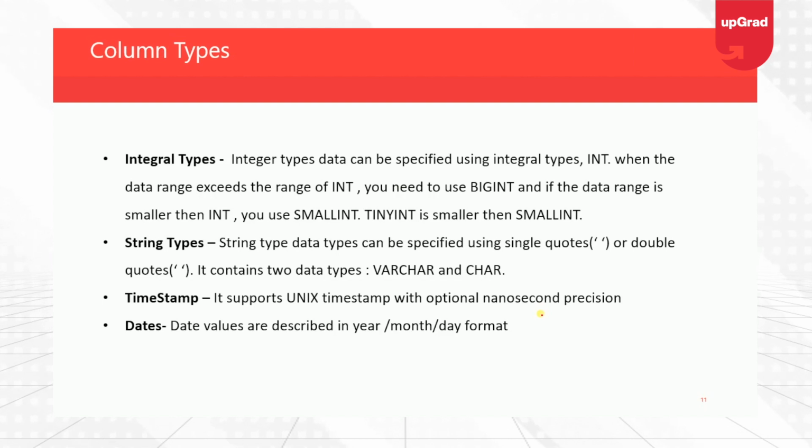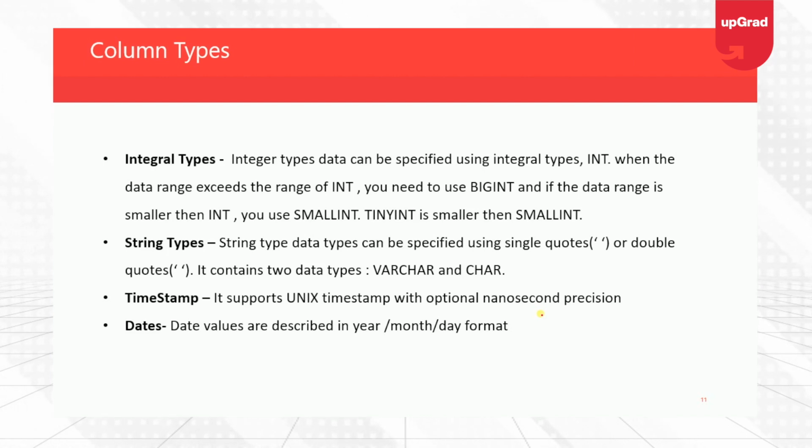Integral types. In simple words, we can call them integers or the whole numbers. Now the numbers are basically represented by various data types here, such as small int, tiny int, big int, and int. The smallest one is tiny int, and the sequence goes like small int, and big int. They vary according to their capacity and the memory occupancy.